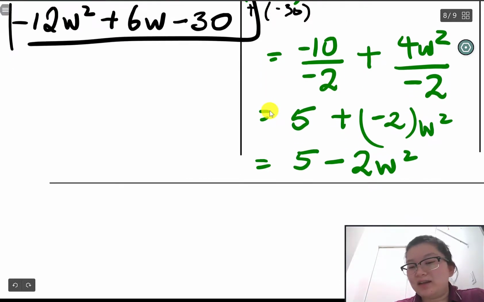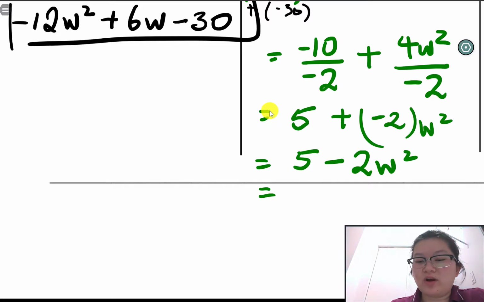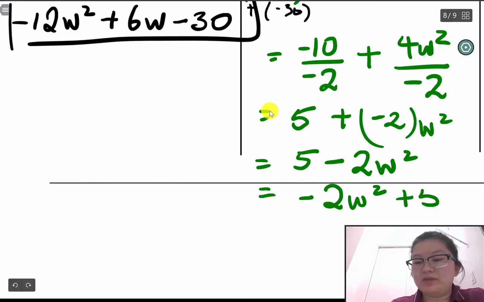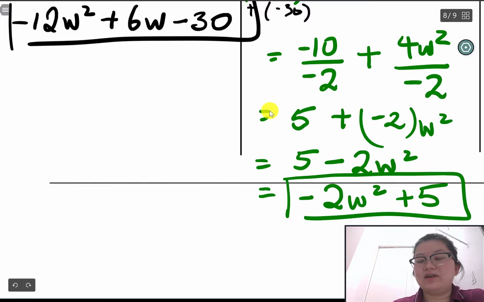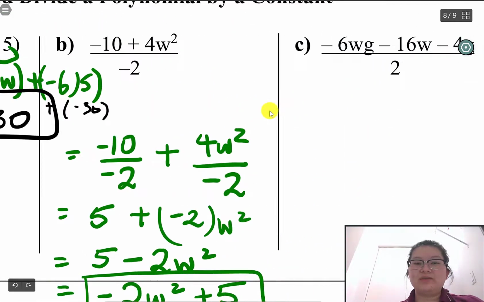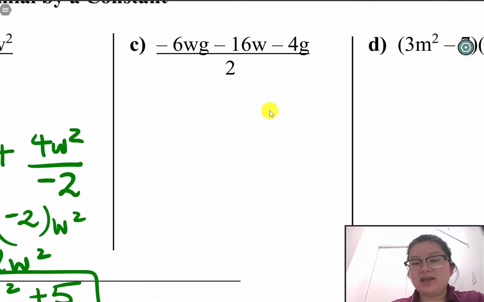And to write this out a little bit better, this is 5 minus 2w squared, just dissolving those brackets. And technically speaking, if I have to reorder this polynomial properly, it will look like this because I want the w squared in front. I have to put -2w squared, and since there is no minus sign in front of the 5, that just becomes plus 5. Okay, so there you go. That is B. Next up is C.